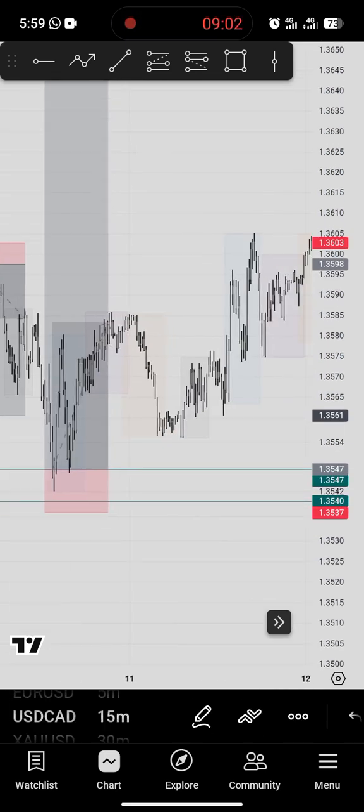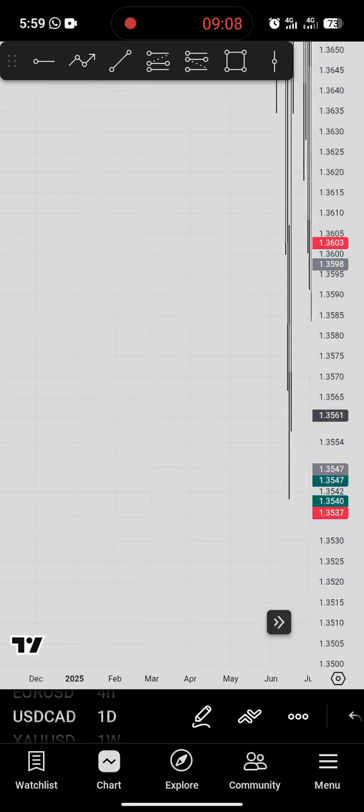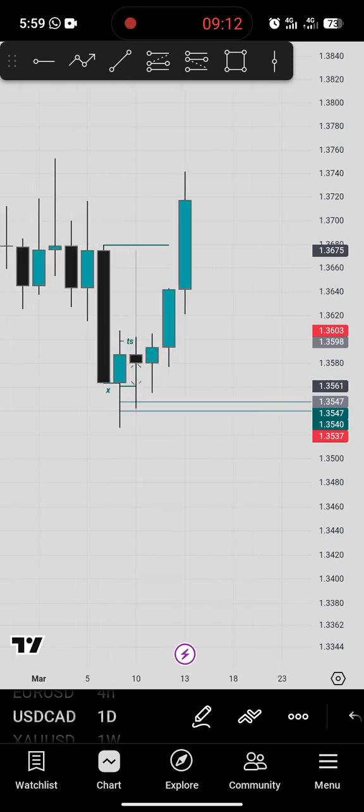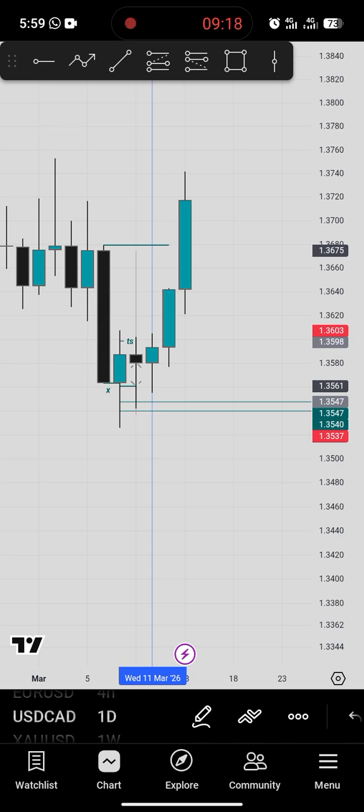So now let's see then. We want to trade the next day, which is on what? On Wednesday. This is the Wednesday candle. So let me change it to blue. This is the Wednesday candle. We want to trade on Wednesday.